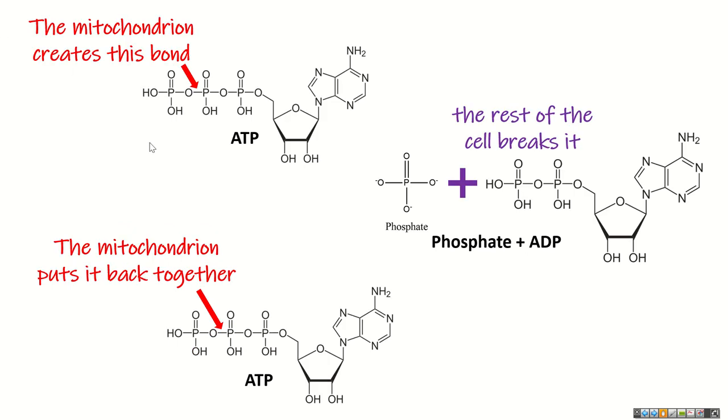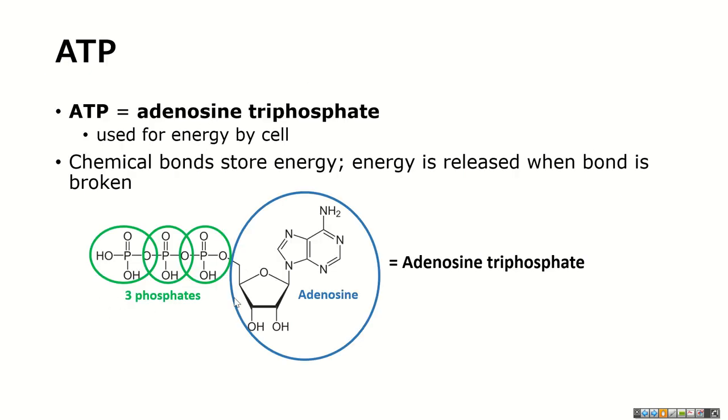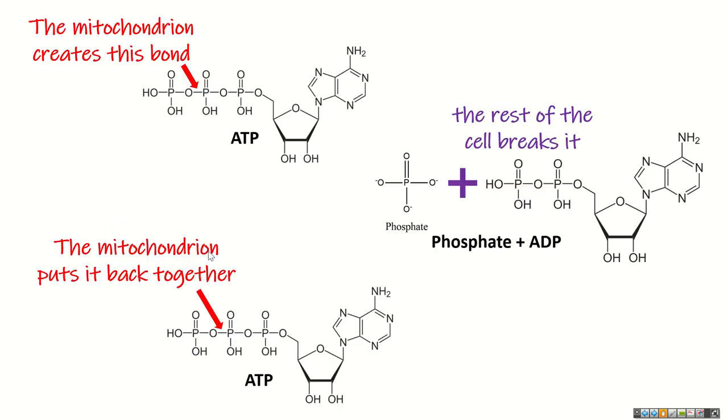So here is our ATP molecule. It has 3 phosphate groups. A phosphate is a phosphorus atom surrounded by oxygens and hydrogens. Okay, so there's 1, 2, 3 phosphates. Here's our adenosine part, and here's our 1, 2, 3 phosphates. This bond between phosphate 2 and 3 is the one that's going to get broken.